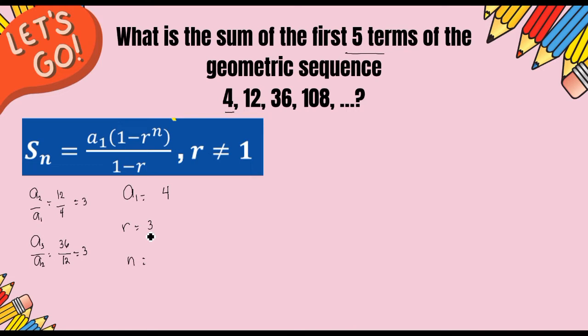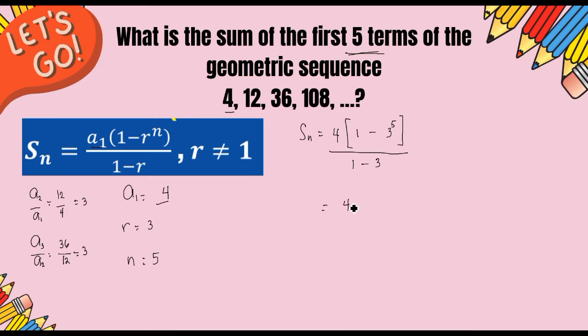Next one is N. Saan natin kukunin yung N? So, since may given dito na first 5 terms, so, ang N natin ay 5. Okay? So, let us now substitute the given value. We have S sub n is equal to, ang A sub 1 po natin ay 4, times natin sa 1 minus ang R natin ay 3 raised to ang N natin ay 5, all over, ang 1 minus ang R po natin ay 3.